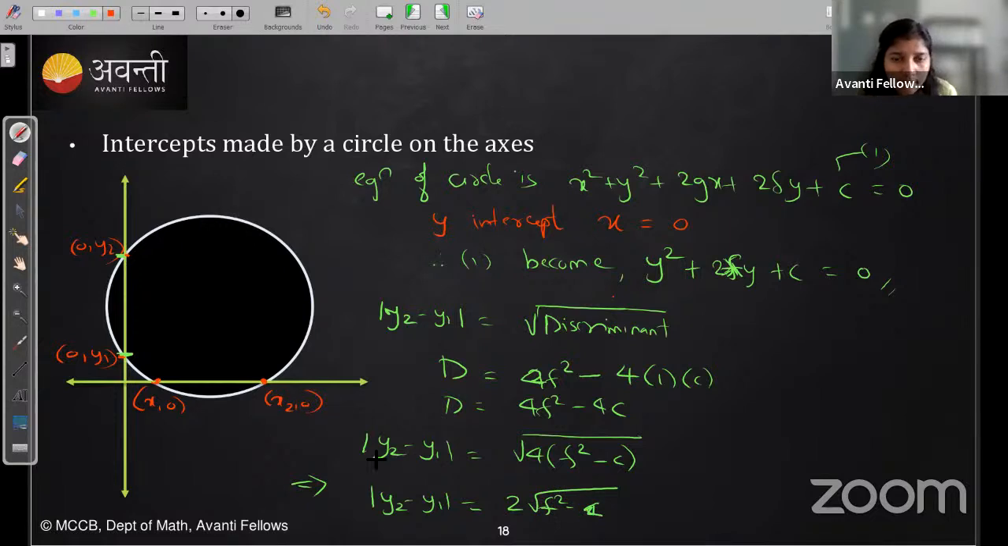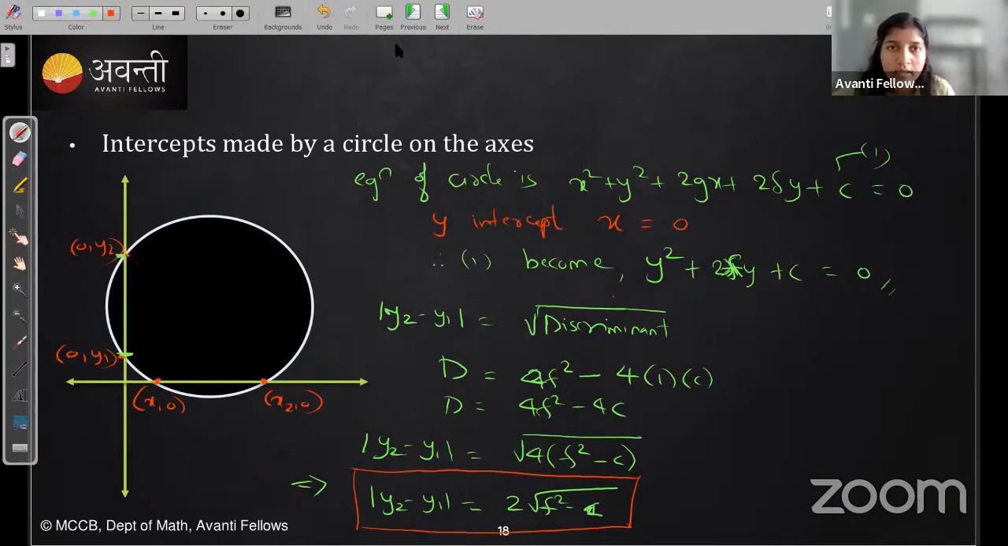Okay. So this represents the y-intercept value. If you want to find the y-intercept value, then what we have to do is take 2 under root of f square minus c. If we find this, this will give us the value of the y-intercept. So is it clear to you all? Is it clear? Okay. Well then, if this is clear, we'll go ahead.